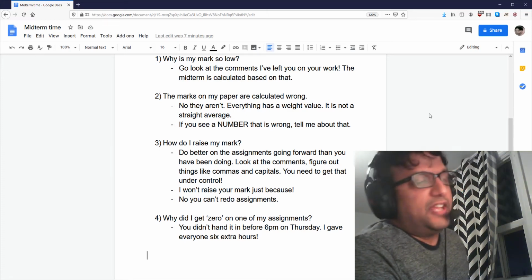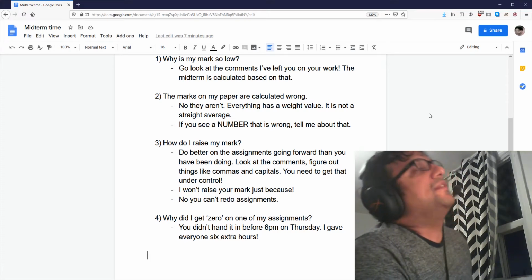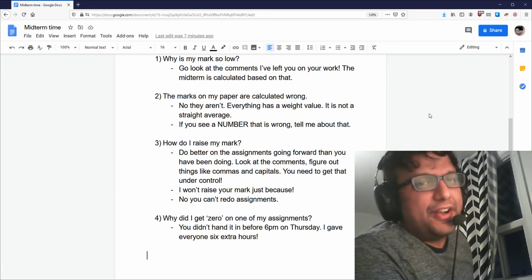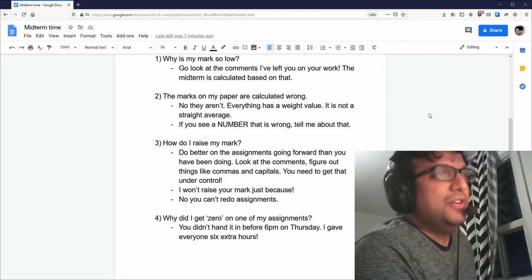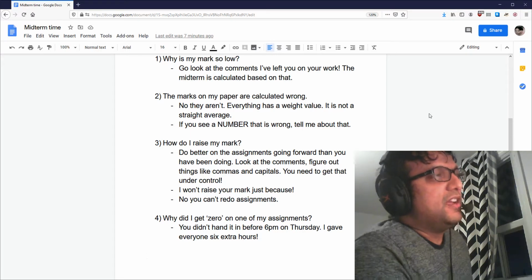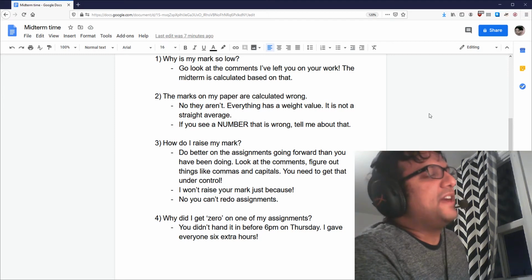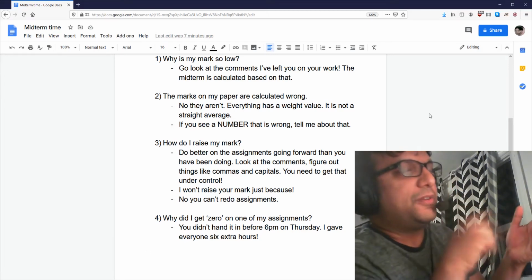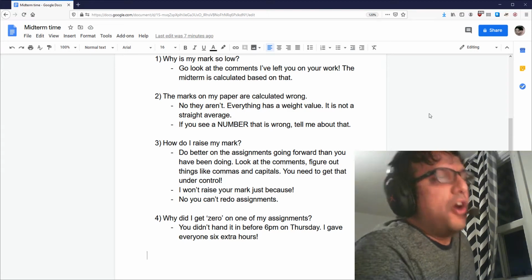Second thing: the marks on my paper are calculated wrong. First of all, no, they aren't. The marks are assigned a weight value. Right now, the paragraphs are worth a lot more than they will be in the long run. So please, if your plan is to get out your calculator, add everything together, and then divide in order to find the average, that is not the case.